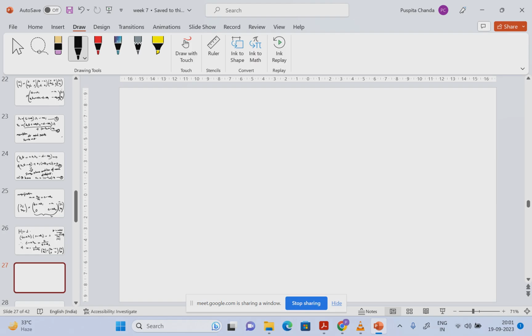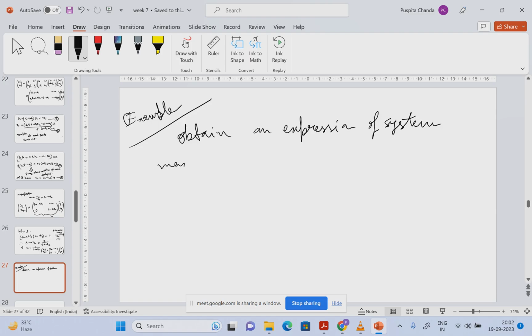So now we move on to another example, I can say, of the thing we have already obtained. That is, obtain an expression of the system matrix. So we need to first obtain a system matrix for a thick lens.